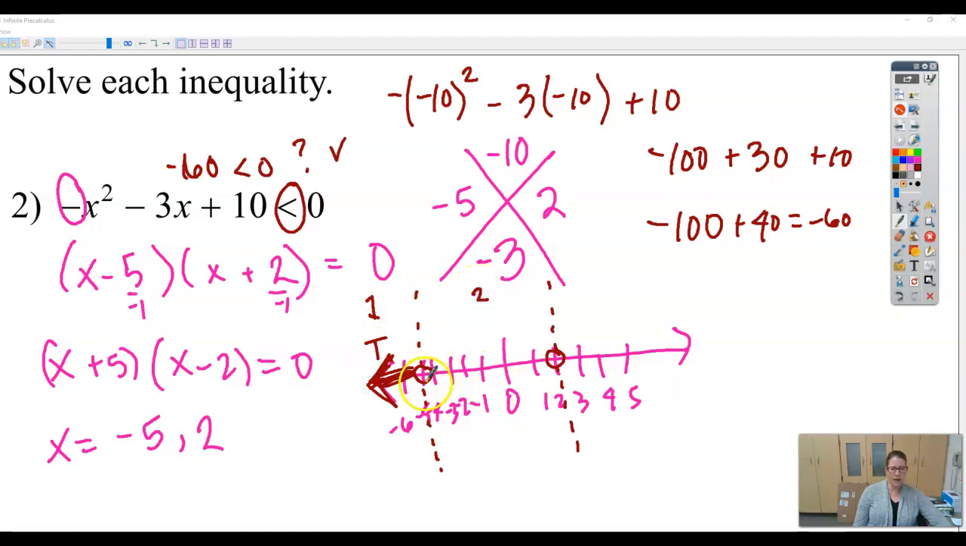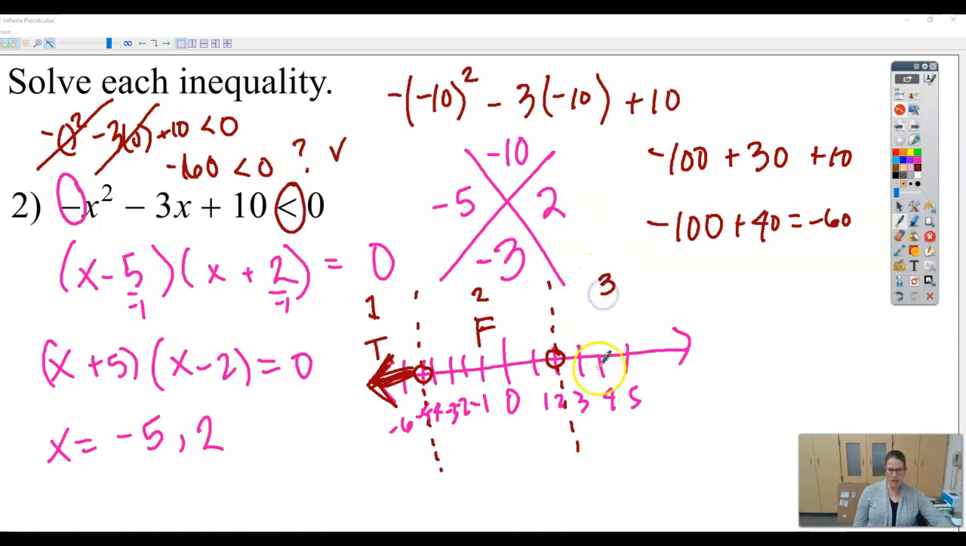Interval 2, I can choose anything between -5 and 2. 0 is always easy to calculate, so I'm going to put a 0 here. So negative 0 squared minus 3 times 0 plus 10 is less than 0. These both go away because they're zeros. 10 is not less than 0, so this one's false, so I don't highlight it.